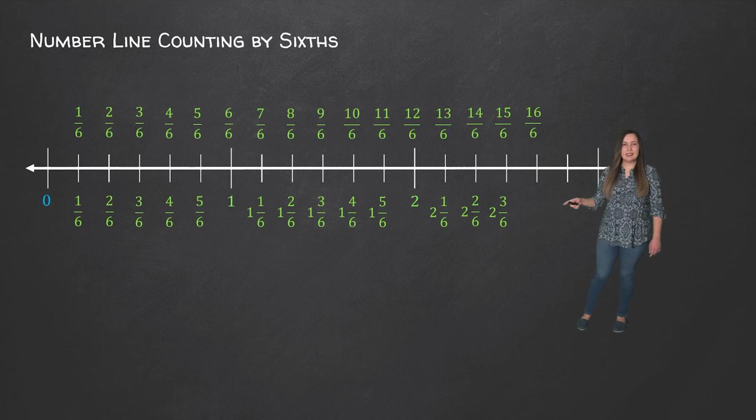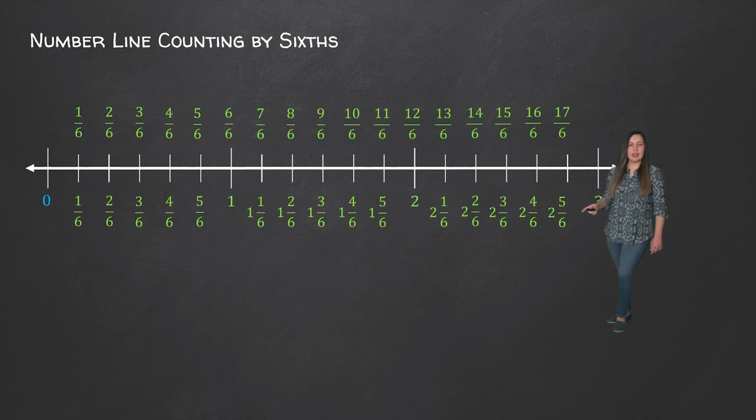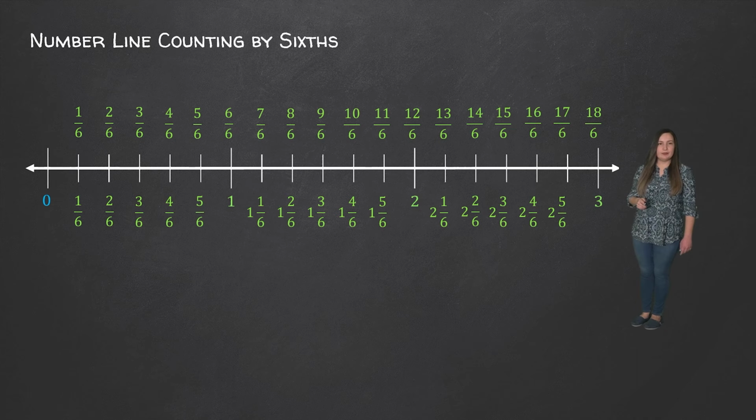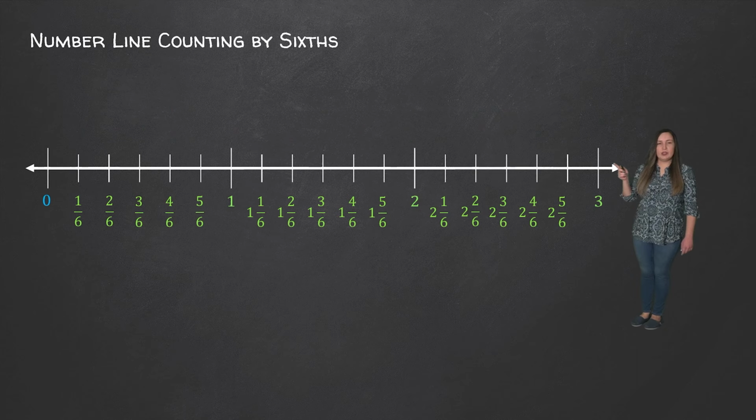Then we have 16 out of 6, which is an improper fraction that can be written as 2 and 4 out of 6. Then we have 17 out of 6, again an improper fraction that can be written as 2 and 5 over 6. And then we have 18 over 6, which can be simplified to 3. So we don't actually need our improper fractions because they can be written as a mixed number or a whole number, so we could leave our number line just like this.